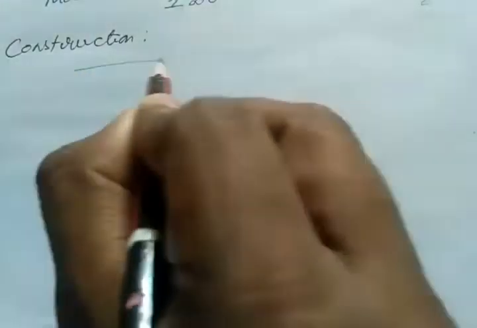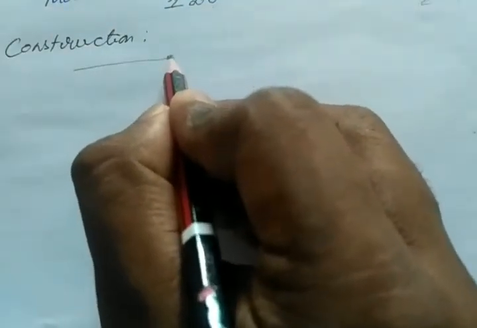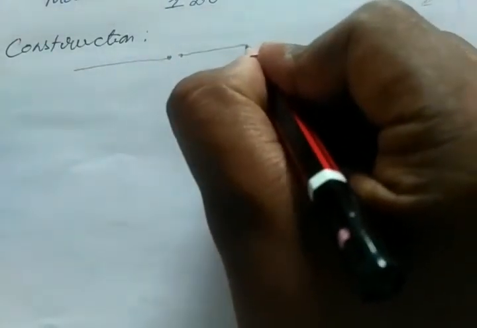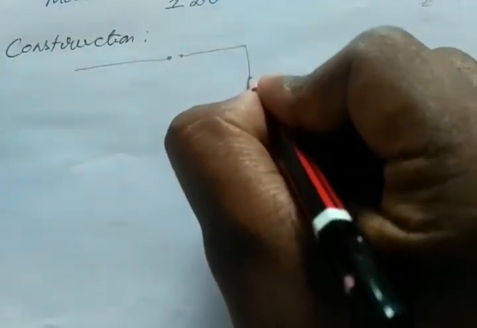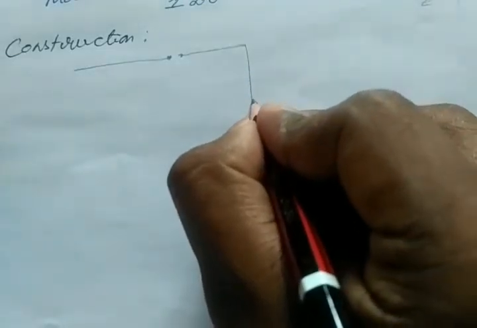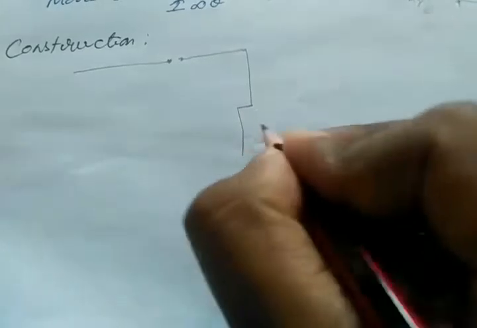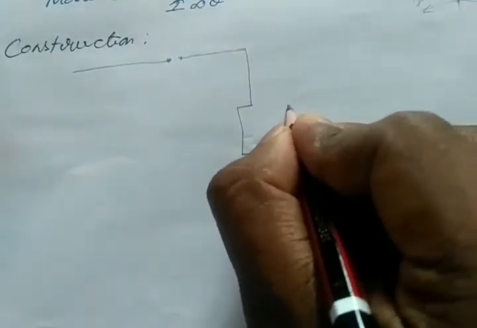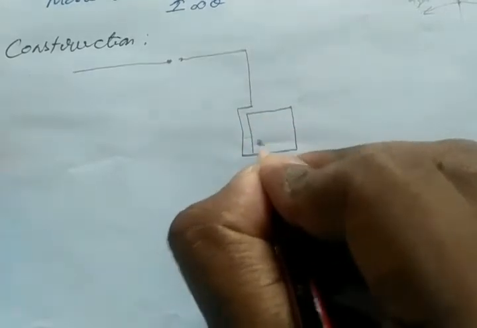The construction will be very simple. This is the wire and here we have two plugs. This wire is connected with the coil. So this is our coil which has n number of turns.